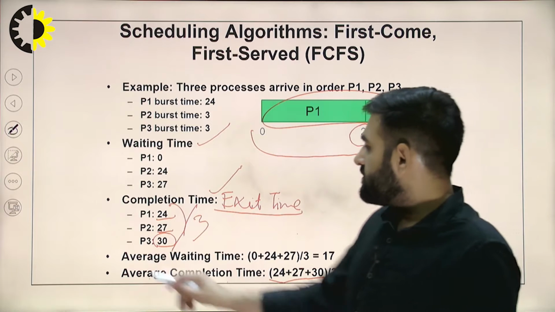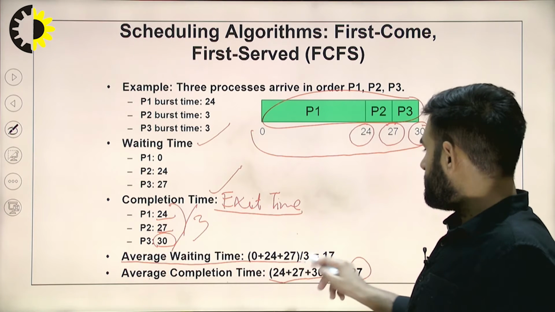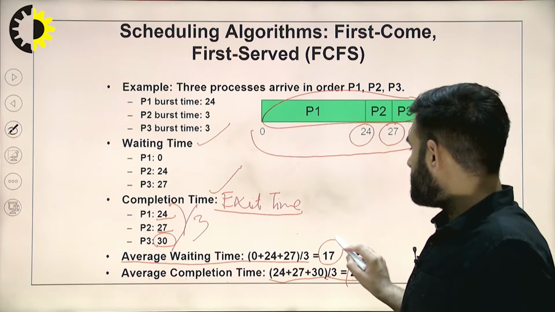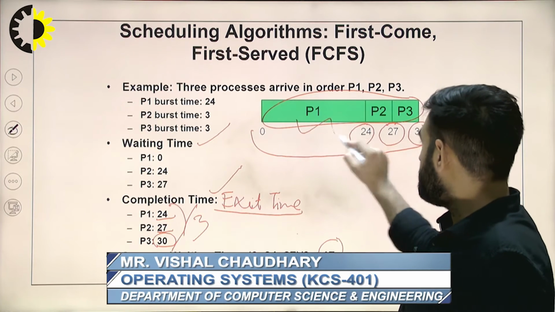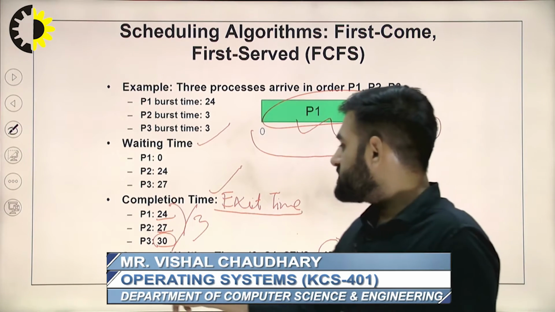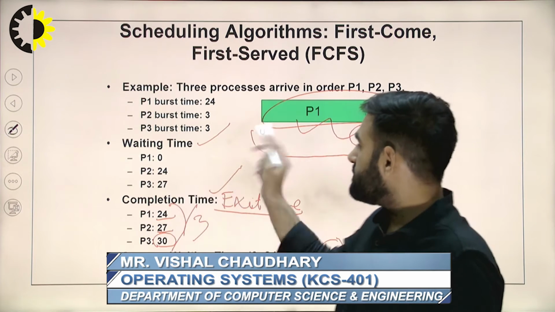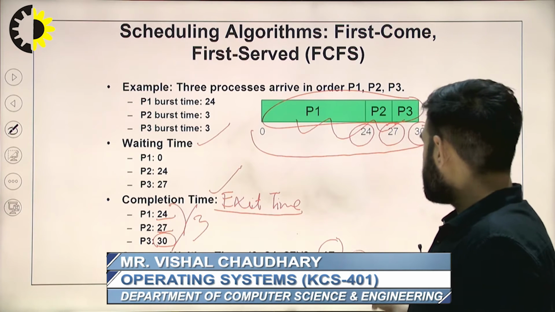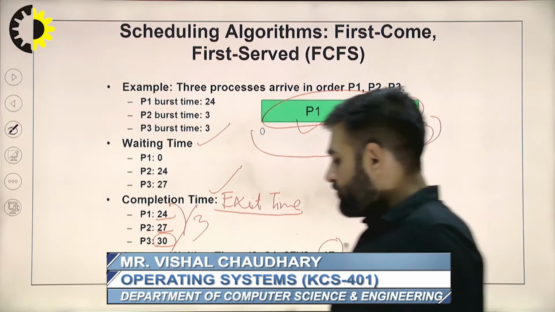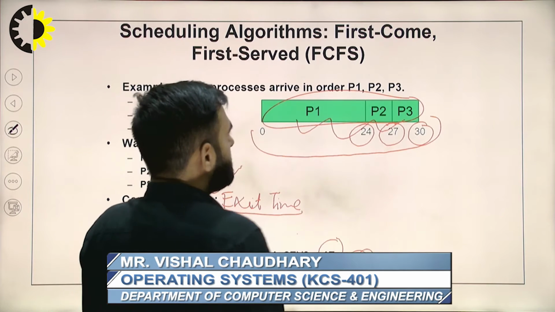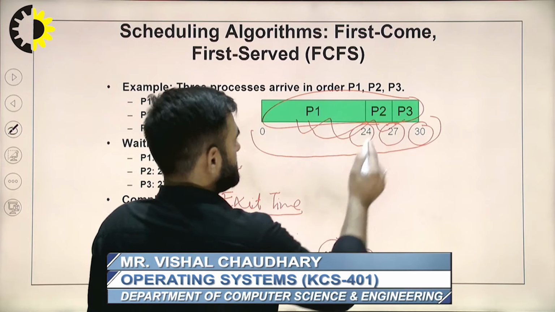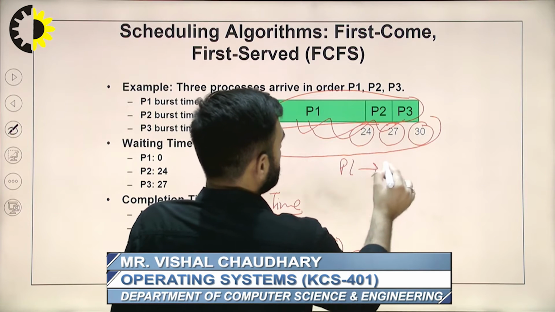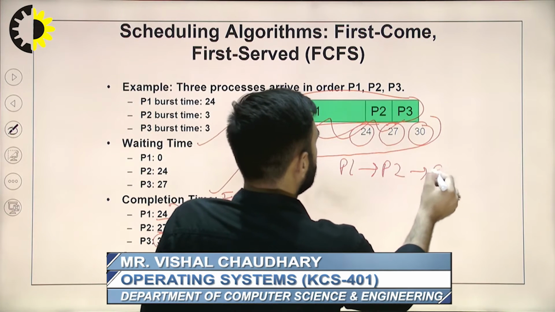So we have seen the average waiting time is 17 for these processes P1, P2 and P3. And the average completion time, when a process actually leaves the CPU, is 27. This is when the processes arrive in the sequence P1 first, then P2 and P3.